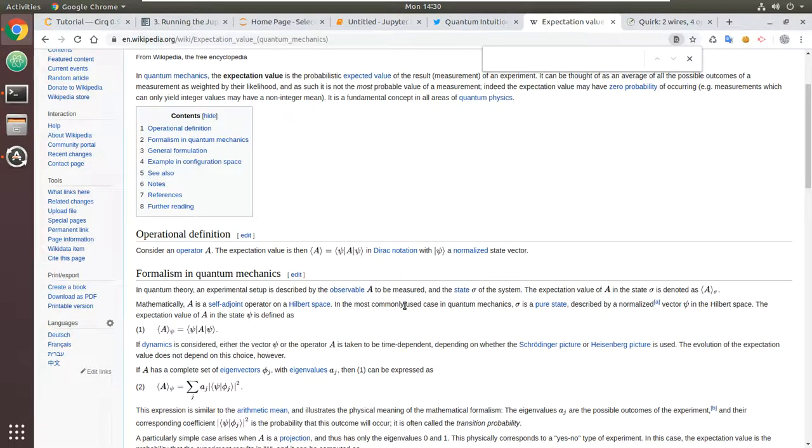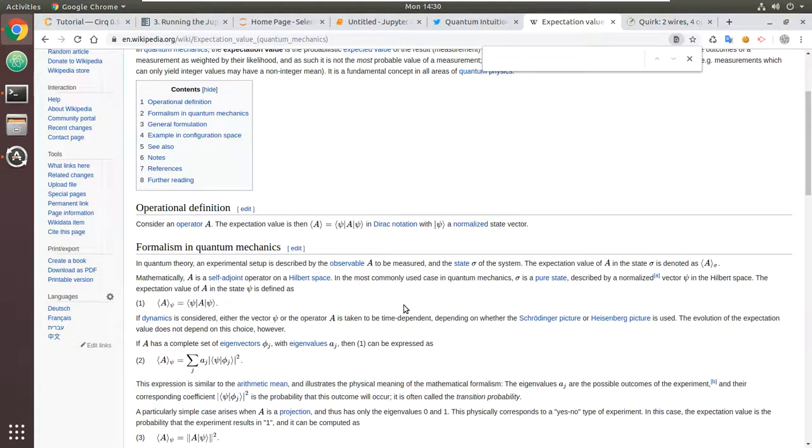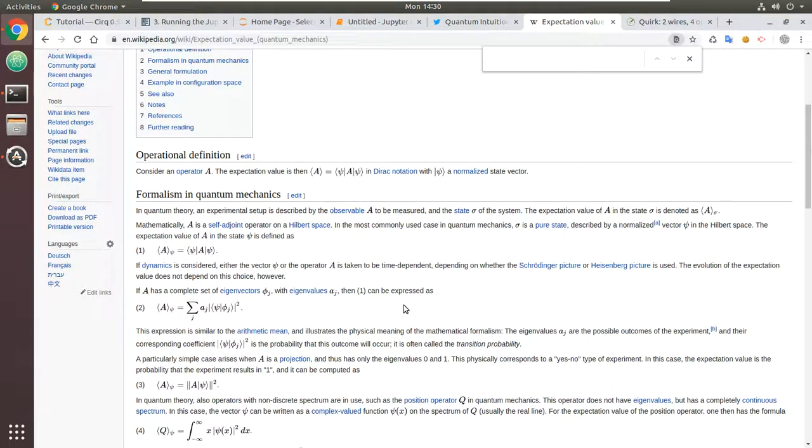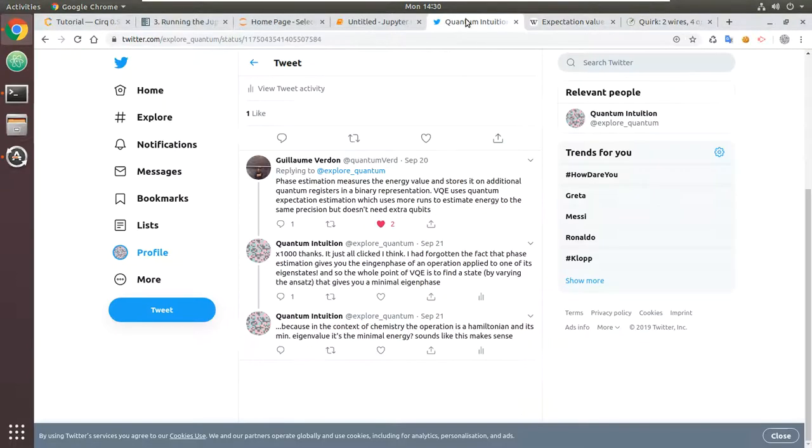What I don't quite get yet is why the expectation value is supposed to work. Phase estimation measures the energy value and stores it on additional quantum registers in a binary representation. VQE is quantum expectation estimation, which uses more runs to estimate energy to the same precision but doesn't need extra qubits.